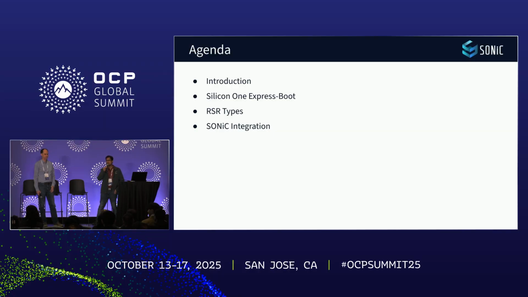So in this session, we are going to introduce what RSR is and why it is needed. Jason is then going to talk about Silicon One Express Boot implementation. We're going to discuss the different types of RSRs and then how it can be integrated in SONiC.